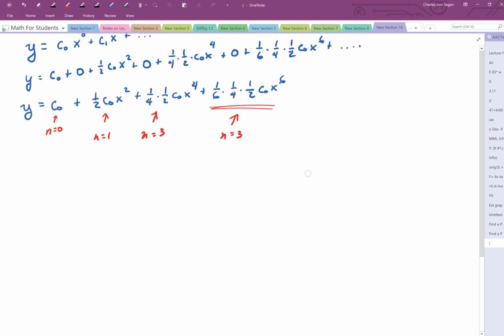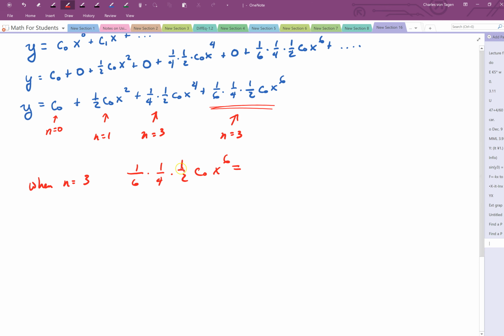Okay. So let's see if there's a way we can somehow represent this term of the series knowing that it's the third term. Let's see what we can do. So when n equals 3, we've got the coefficient 1/6 times 1/4 times 1/2 times C0 times x to the 6th. Well, how could we relate these things to both their terms in the series and C0? Let's see here.